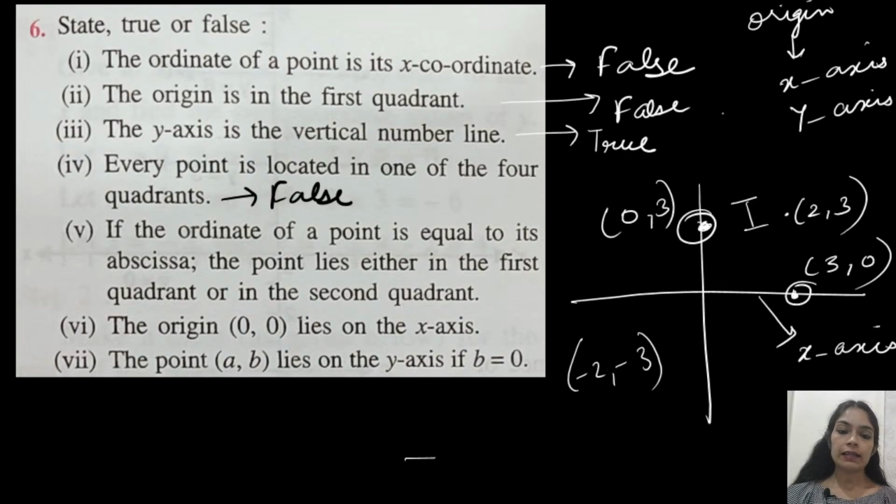So we can see here, the point can lie in any one of the quadrants, but it can also lie on the axis itself. Yes, sometimes the points can lie on the axis itself. Not every point is located in the four quadrants. So due to this, the fourth one is false. Now let's do the next one.